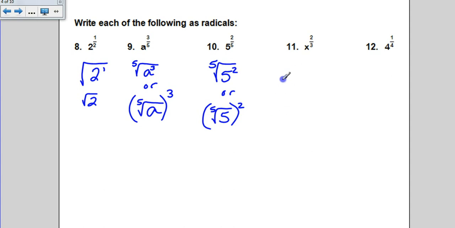Right, number 11, we have the 3rd root of x squared, or if you'd prefer to bring the squared outside, you could say you have the 3rd root of x, quantity squared. And then here on number 12, we've got the 4th root of 4, and then if you put a first power, that's fine, but it's not necessary.